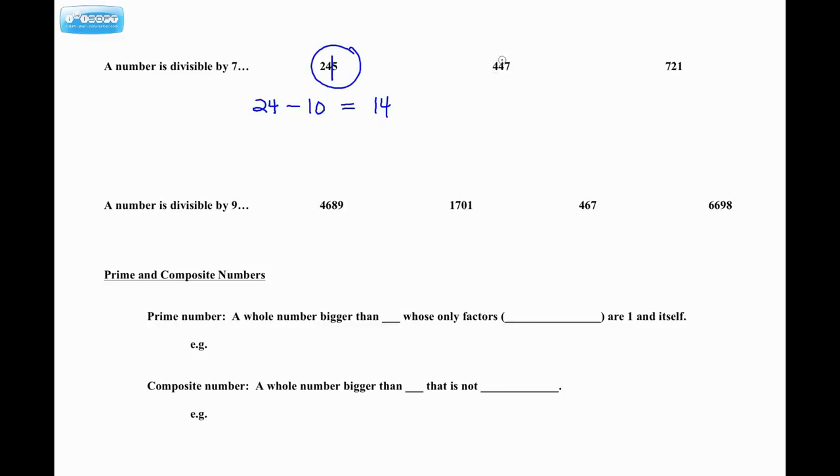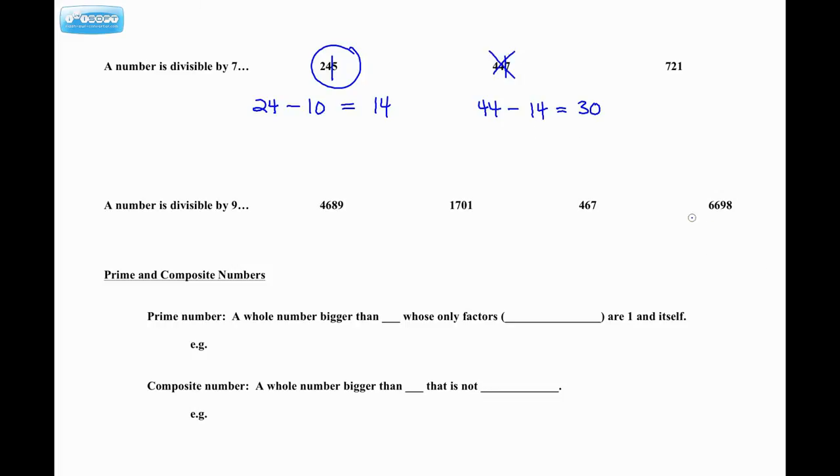447. Okay. Well, we separate this last digit, the 7. So we have 44. And we subtract 7, but we double it. So 7 times 2 is 14. Okay. So 44 minus 14 is 30. Okay. Now we check. Is 30 divisible by 7? Definitely not. So this number doesn't work.